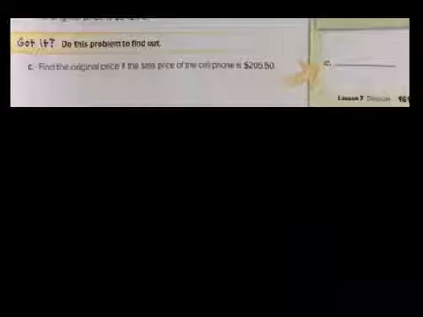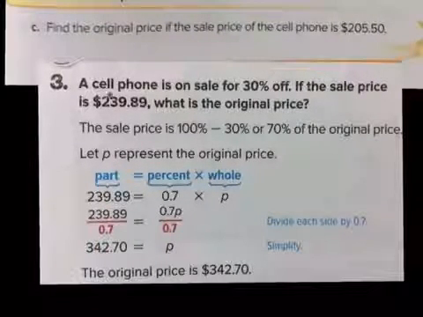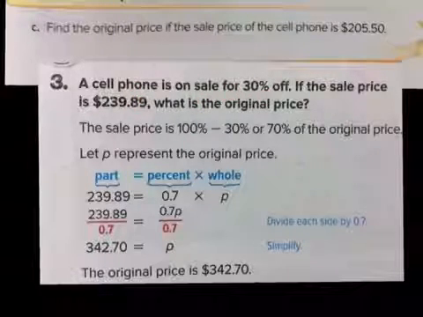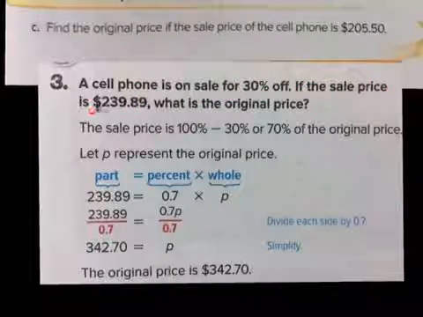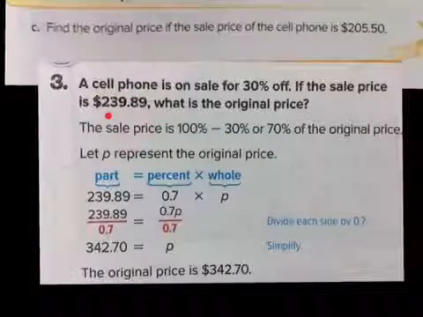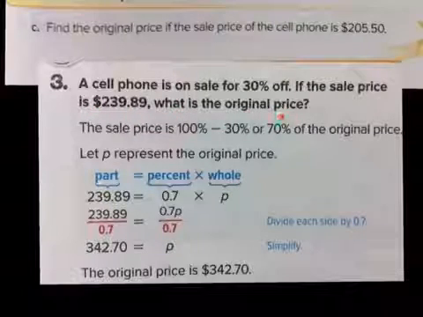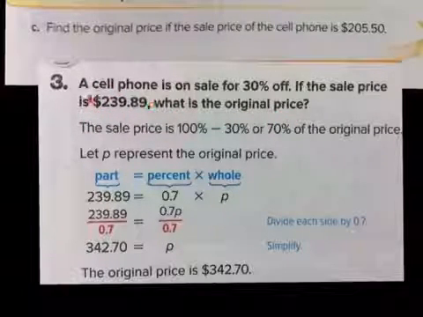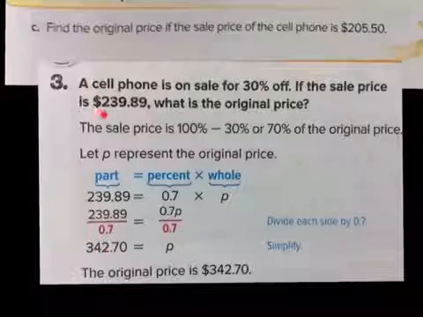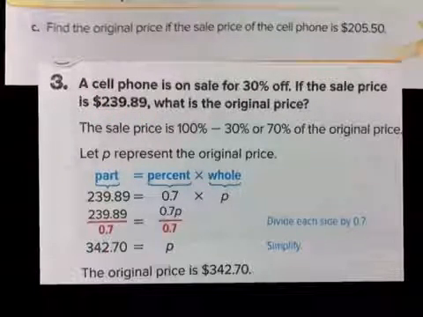Let's take a look at the example. In the example, we're given the price of another cell phone. As you can see, a cell phone is on sale for 30% off. If the sale price is $239.89, now this price right here, boys and girls, this is the price discounted already. This is the new price. What is the original price? Well, this price, boys and girls, is already discounted, it's gone down by 30%. So this is 70%. Watch.